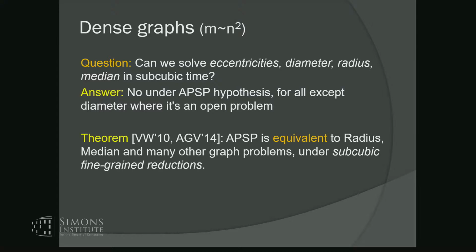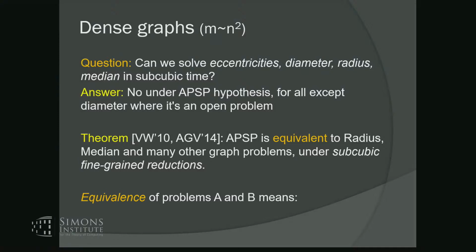Okay, so here's the theorem. All pair shortest path is equivalent to radius, median, and other problems under these subcubic fine-grained reductions. And you'll notice that this is actually different from the sparse case, in the sense that in the dense case, we're actually showing equivalence. We're showing it in both directions. In the sparse case, we were only showing it in one direction, from OV to diameter.